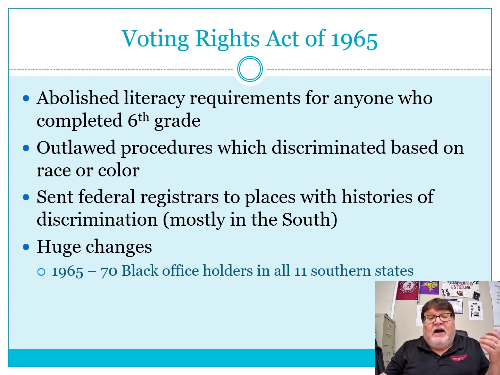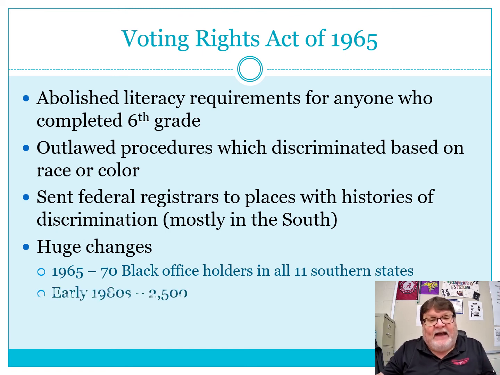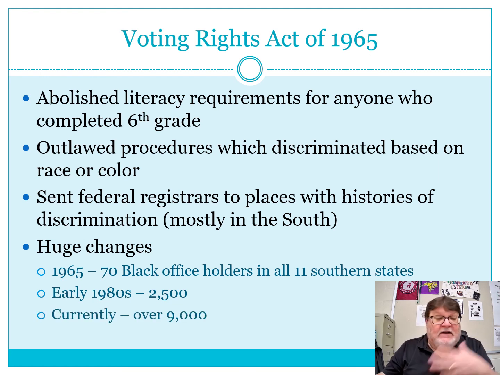So just to give you an idea, in 1965, when this was passed, in all 11 Southern states, there were only 70 black office holders. And we're talking about mayors and city councils and stuff like that, all the way up through House and Senate. Of course, there were no House and Senate members that were black in this time frame. But you get an idea. Another decade later, so the early 80s, 2,500 black office holders. And by now, there's well over 9,000, and all the way up through, and including, members of the House, members of the Senate.